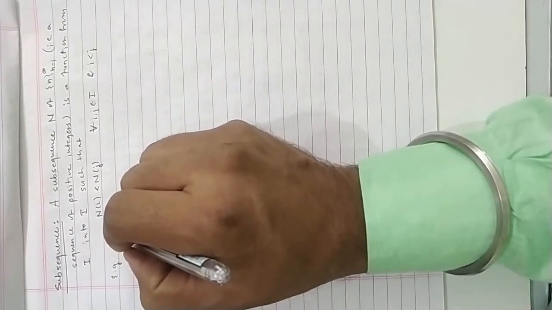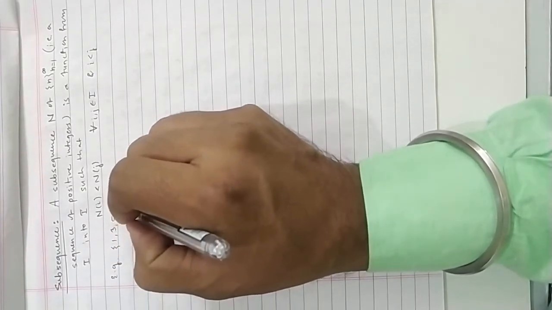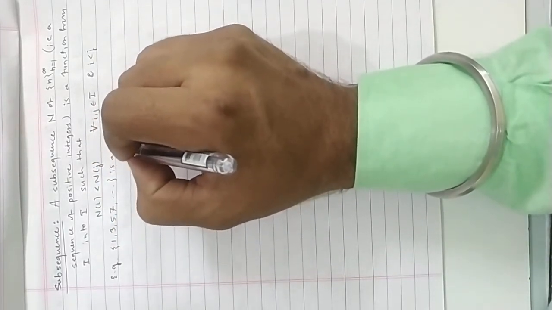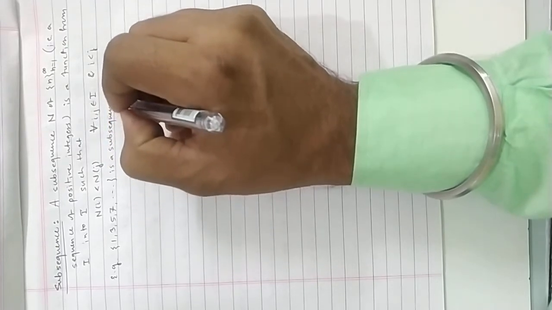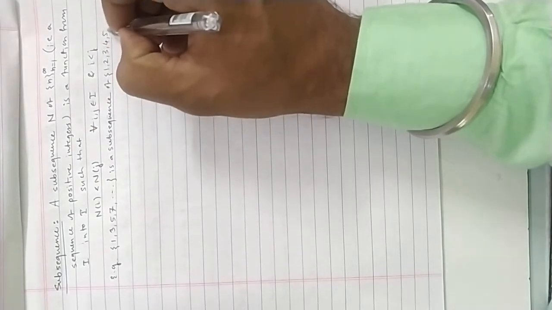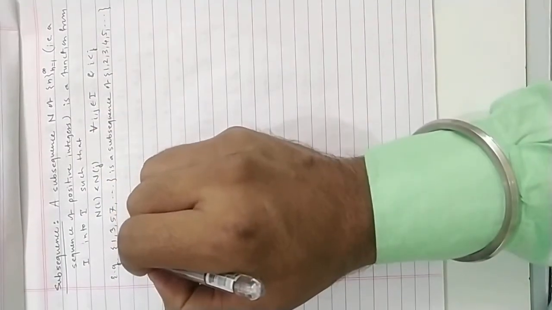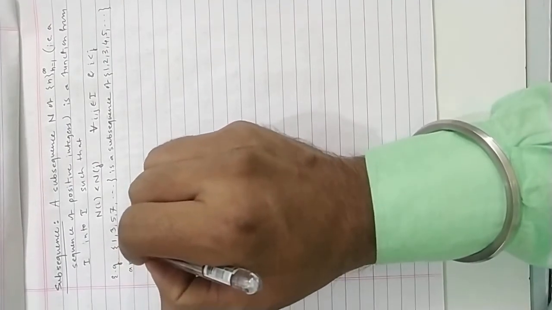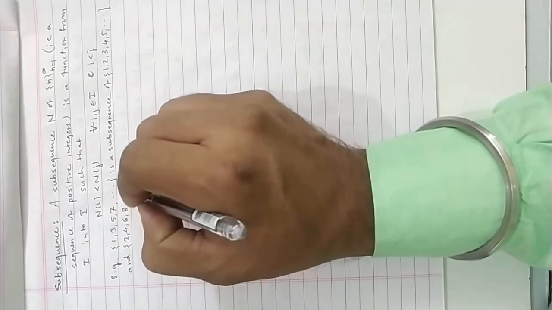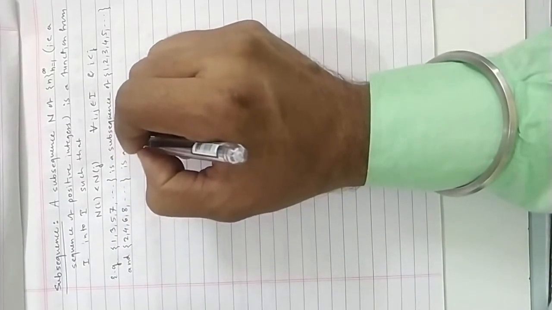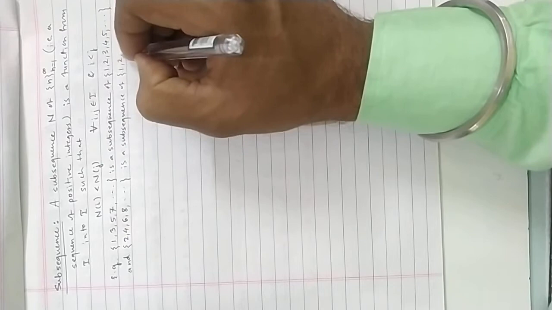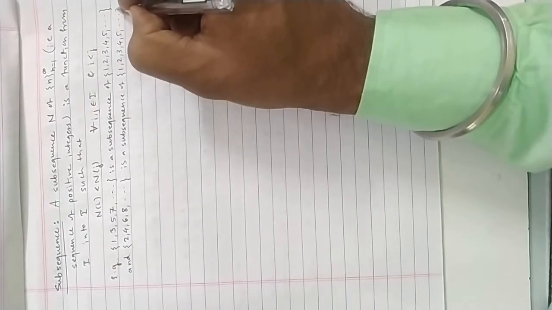if I choose positive integers 1, 3, 5, 7 and so on, the odd positive integers, it can be a subsequence of the set of positive integers, right? And similarly, the set of even positive integers, that means 2, 4, 6, 8, is also a subsequence of the set of positive integers 1, 2, 3, 4, 5 and so on.